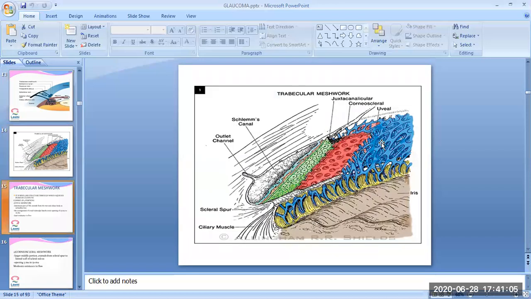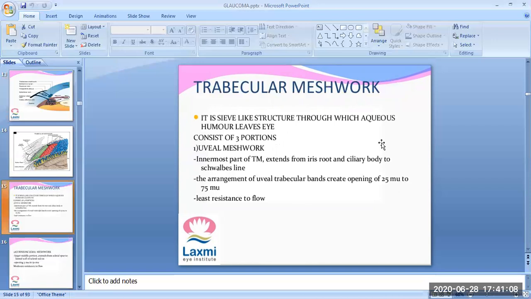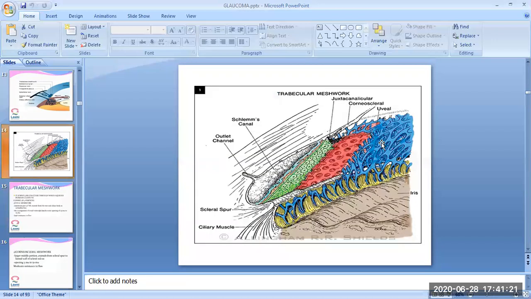The trabecular meshwork is a sieve-like structure through which aqueous humor leaves the eye. It consists of three portions: uveal meshwork, corneoscleral meshwork, and juxtacanalicular meshwork. This is the trabecular meshwork. You can see it is a sieve-like structure, and through this sieve-like structure, aqueous humor, which is formed by the ciliary processes, will leave the eye. These are the uveal meshwork, the corneoscleral meshwork, and the juxtacanalicular meshwork.